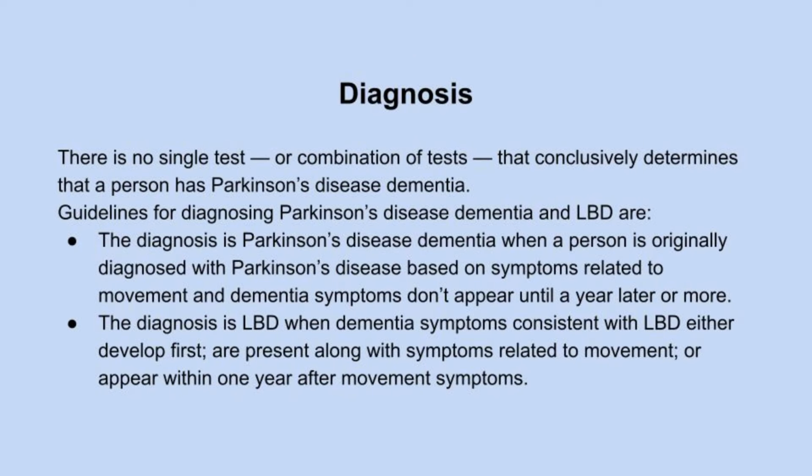So again, there is no single test, or combination of tests, that conclusively determines that a person has Parkinson's disease dementia. Remember, it is Parkinson's disease dementia when the movement symptoms are first and they don't develop dementia until at least a year later. It is Lewy body dementia when they develop the dementia first, and movement symptoms do not come until at least a year later. So movement symptoms first, Parkinson's. Dementia first, Lewy body dementia.